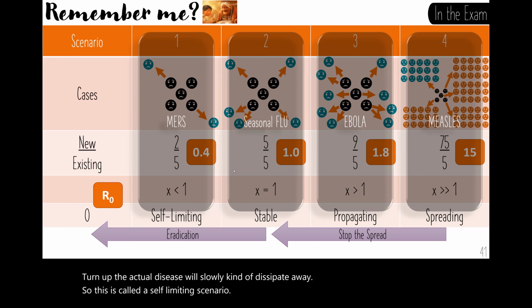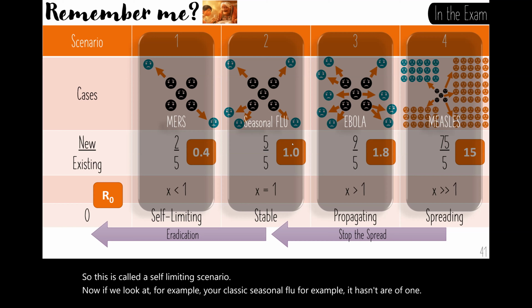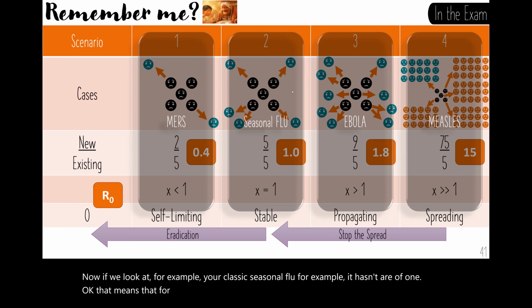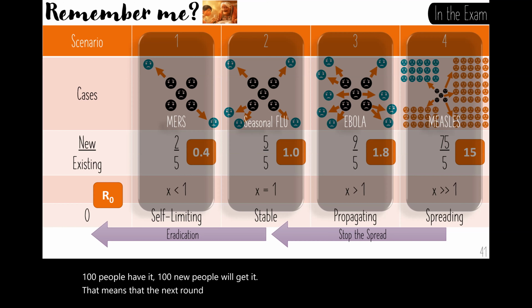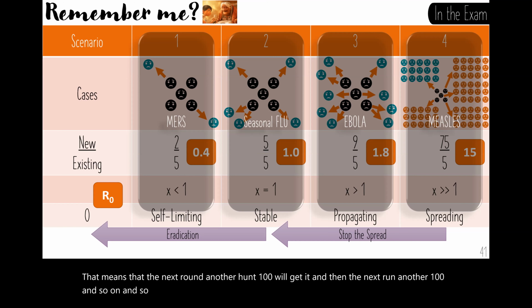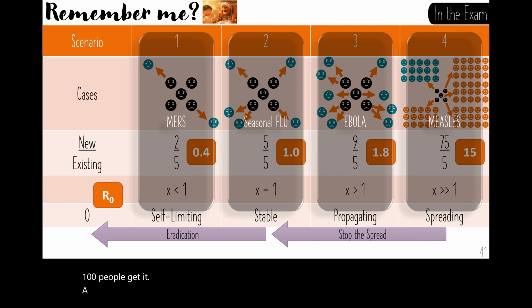Now, if we look at, for example, your classic seasonal flu, that has an R naught of 1, okay, that means that for every one person that has it, one other person gets it. That means that if 100 people have it, 100 new people will get it. That means that the next round, another 100 will get it, and then the next round another 100, and so on and so forth. So this disease is considered stable. 100 people get it, 100 people get cured or recover, but another new 100 get it again, and so it never goes away. It's constantly being passed down.